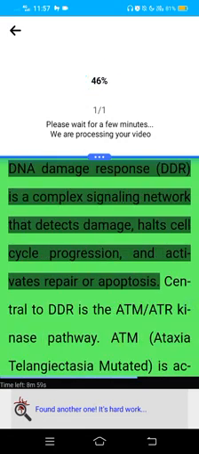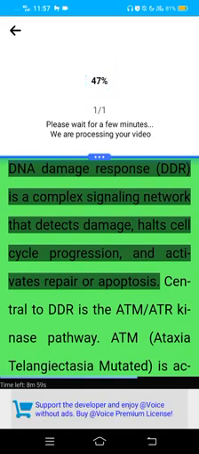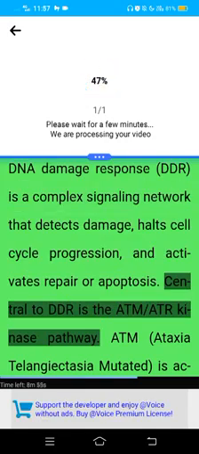DNA damage response, DDR, is a complex signaling network that detects damage, halts cell cycle progression, and activates repair or apoptosis. Central to DDR is the ATM-ATR kinase pathway.